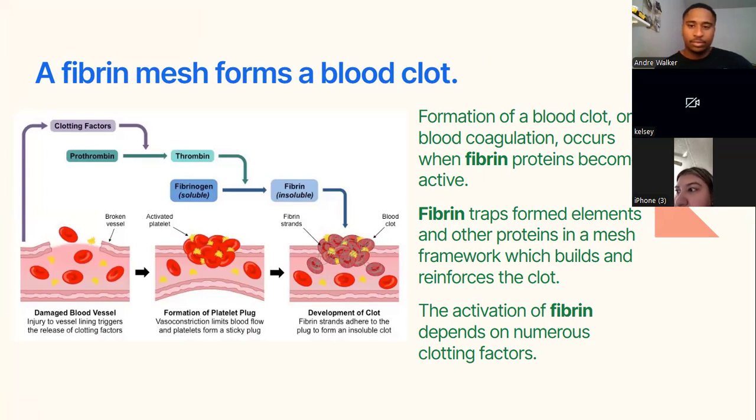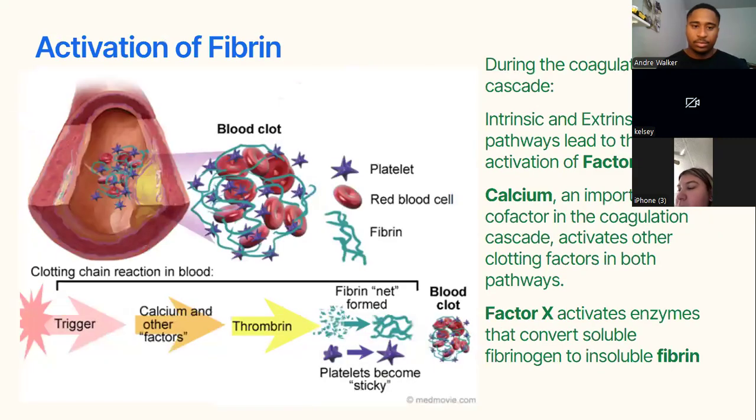The formation of a blood clot, or blood coagulation, occurs when fibrin proteins become active. Fibrin then traps formed elements and other proteins in a mesh framework, which builds and reinforces the clot. The activation of fibrin depends on numerous clotting factors. And that wraps up the coagulation phase.